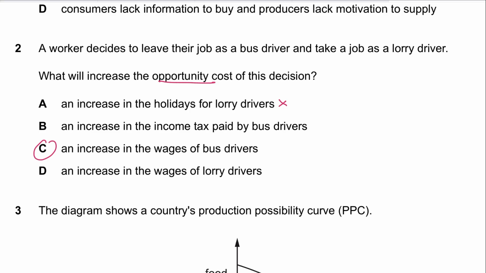Others are incorrect as well. Option B says an increase in the income tax paid by bus drivers. This is incorrect because higher income tax for bus drivers would reduce the net benefit of being a bus driver. So this would reduce the opportunity cost actually.